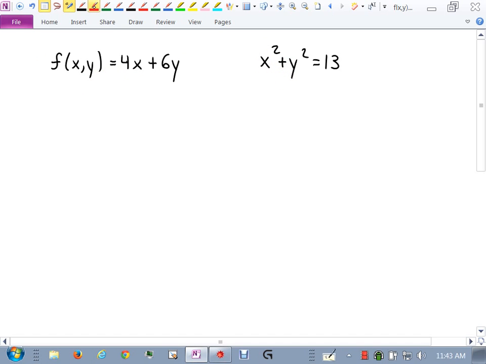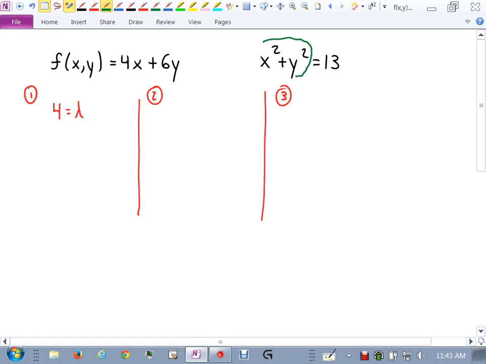All right, I'm going to have three equations. Equation 1, equation 2, equation 3. First equation is the partial of f with respect to x. Very nice. It's 4 equals lambda times the partial of g with respect to x. Now remember the g one is this one, right? Partial of that with respect to x is 2x.